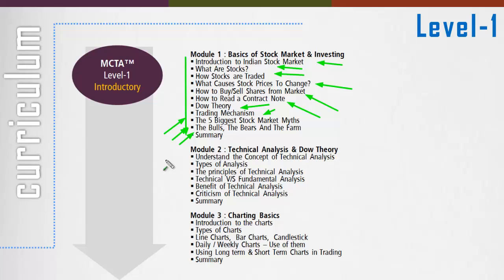What is technical analysis? Then there is a further introduction to the Dow theory, types of analysis, the principles of technical analysis, what fundamental analysis is and the difference between fundamental and technical, and criticism of technical analysis. Then another basic thing, charting basics: introduction to charts, types of charts like line chart and bar chart, and which chart we should use. Even though we have mentioned three charts here, there are more than these three types, like the Heikin-Ashi chart, the Renko chart, and the point and figure chart. There are plenty of other charting systems available, but on which chart we should work and how you should work on it.